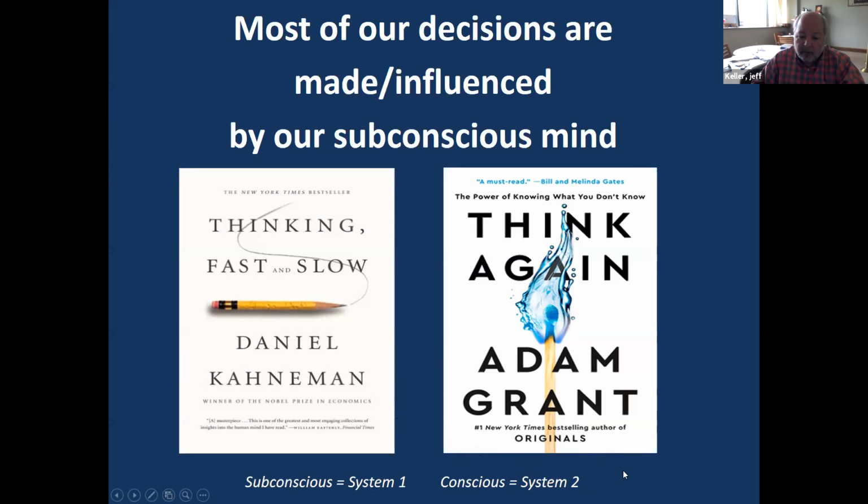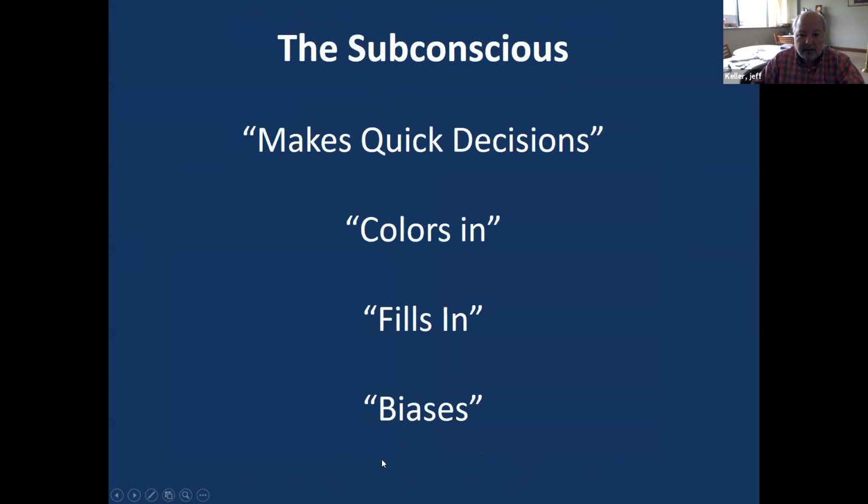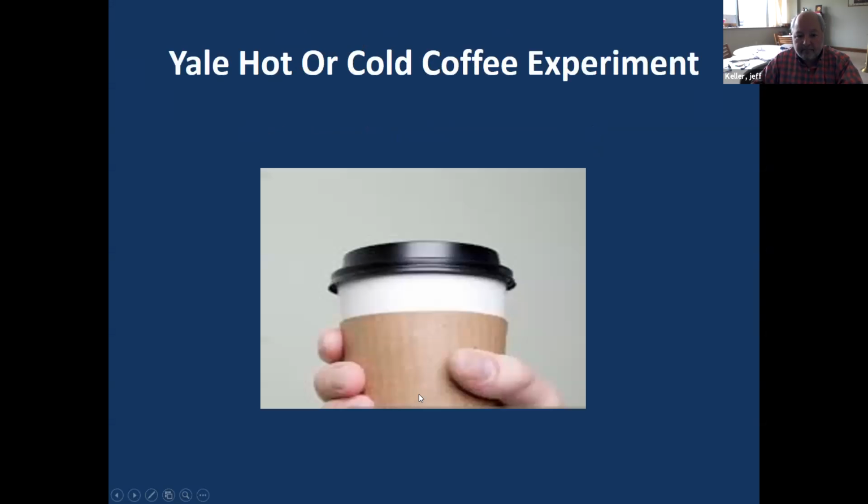Conscious requiring, of course, more energy and more attention than the 90%+ of brain function that goes on at the subconscious level. And the subconscious makes quick decisions, those flight or fight types of responses where we can't take time to decide what we want to do. But in addition to those, it colors in, fills in, and biases, both good and bad, our decision-making.